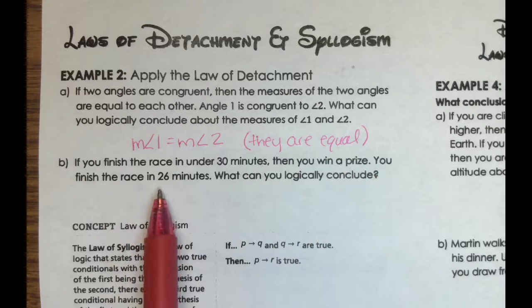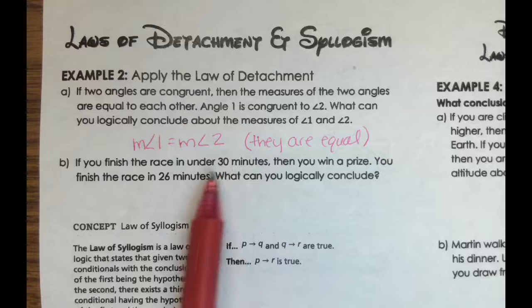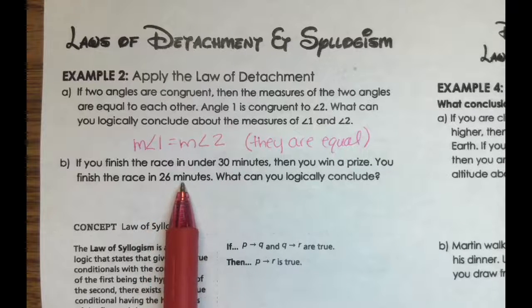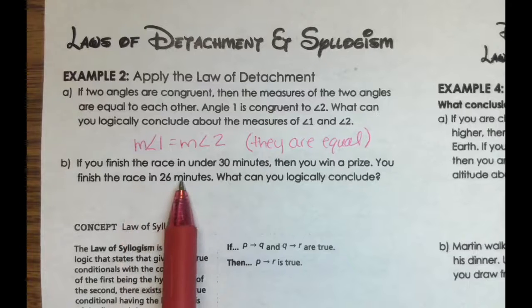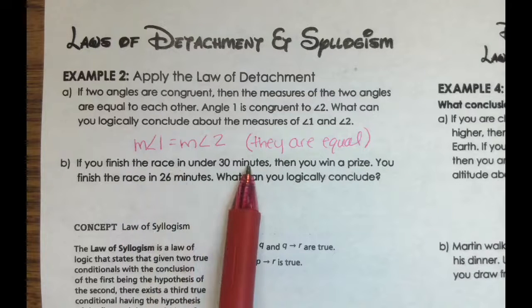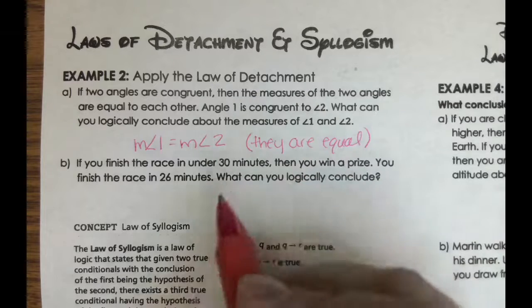Next, it says you finish the race in 26 minutes. If you finish the race in 26 minutes, you finished it in under 30. That means this is a true statement. So if your conditional is true and this, your hypothesis, is also true, so here your hypothesis is true, what can we conclude? We can conclude that you win a prize.